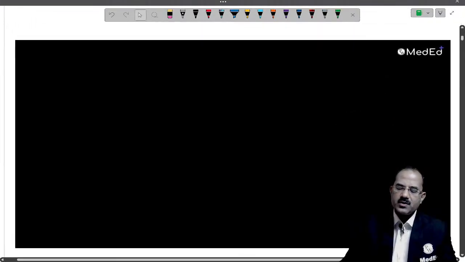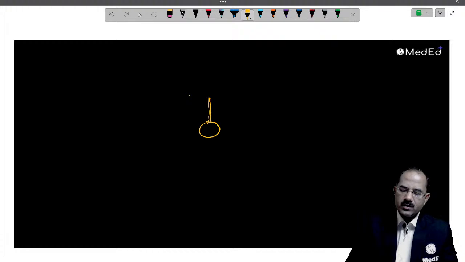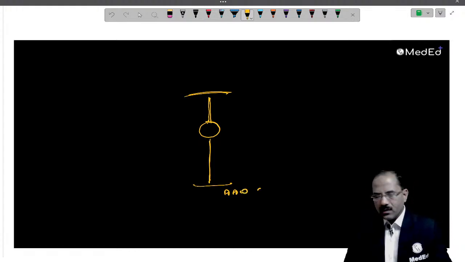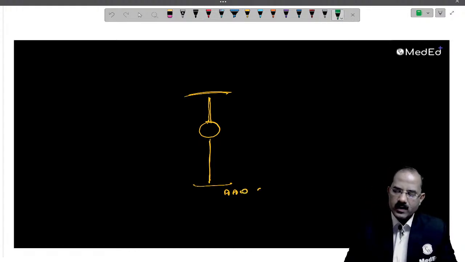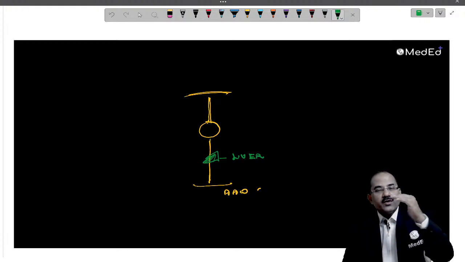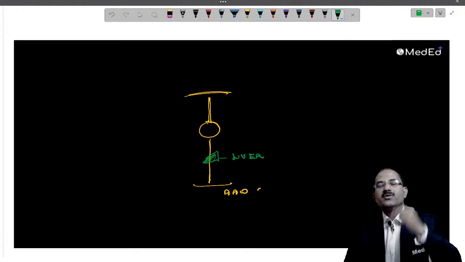Now, what develops in the ventral mesogastrium? Let us understand this, students, so it will be clear to you. So, if that's the stomach here, this is the dorsal mesogastrium, this is the posterior abdominal wall, that's the ventral mesogastrium, that's the anterior abdominal wall. Now, what develops in the ventral mesogastrium? Any guesses? It is the liver. The liver grows in the ventral mesogastrium.